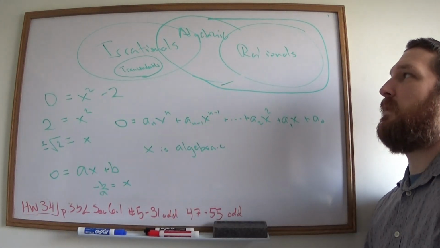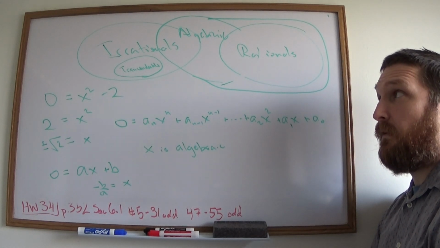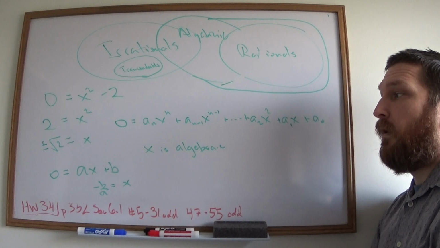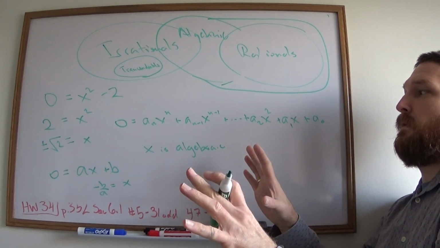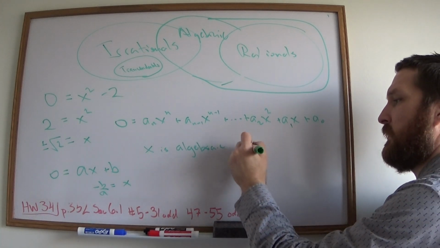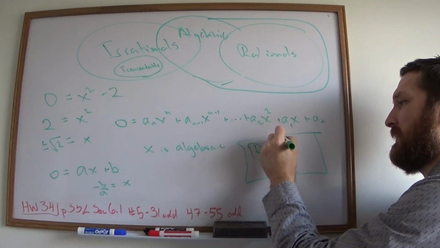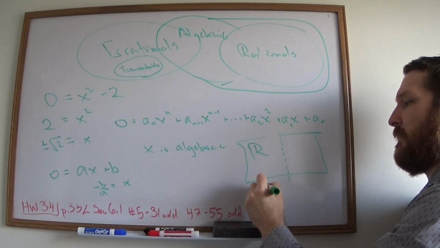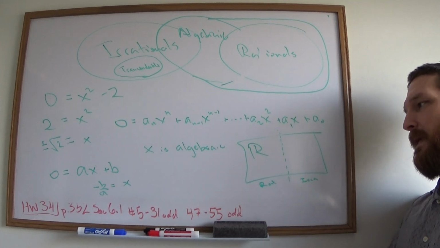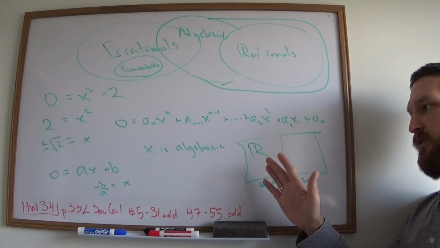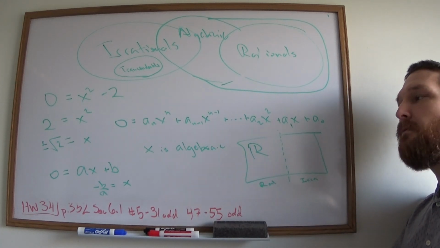Wait, so all rational numbers are algebraic. Are there algebraic numbers that aren't rational or irrational? No, everything's either rational or irrational. So I should have started with the reals and then said that that's completely divided by rationals and irrationals. That is how they're defined. If you're rational, or if you're not rational, then you're irrational.